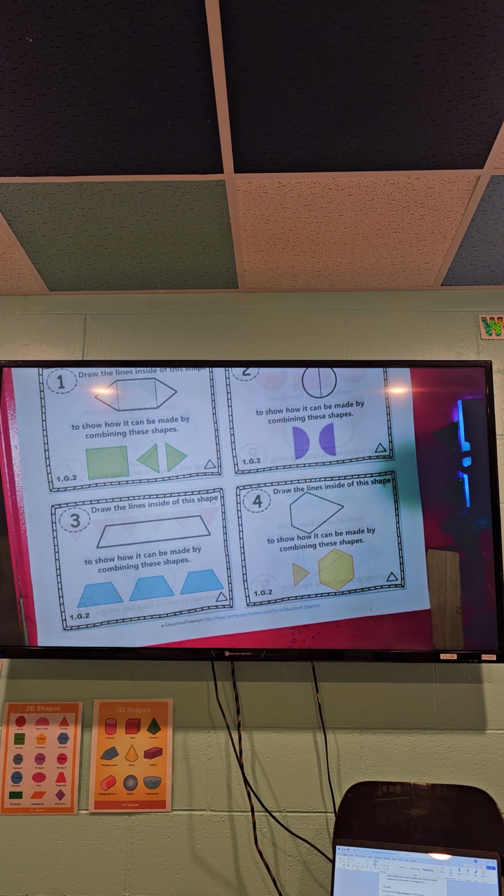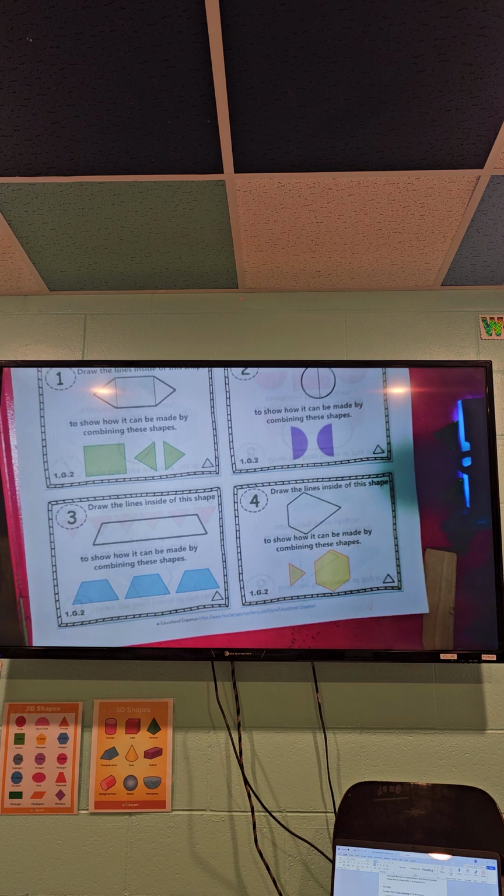Draw the lines inside of this shape to show how it can be made by combining these shapes. Well, these are all what? These are all trapezoids. And you could use your shapes to help you. I have two. Let's see if I have a third one somewhere. Nope.